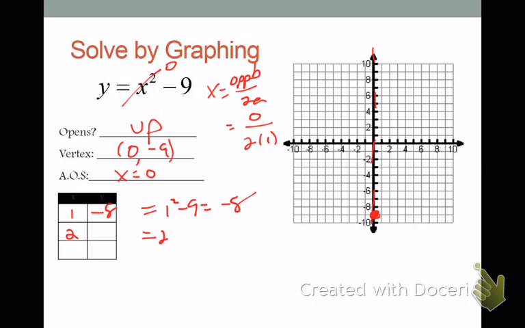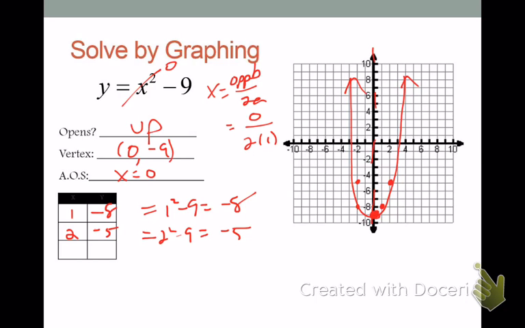Plug in 2 for x, you get 2 squared minus 9, which ends up being negative 5. So we go 1 comma negative 8, which is here. 2 comma negative 5, which is here, and then we mirror image this. And then we're supposed to draw our parabola, and then tell where the solutions are. Well, as you can see, my graph was very quick and not really accurate.